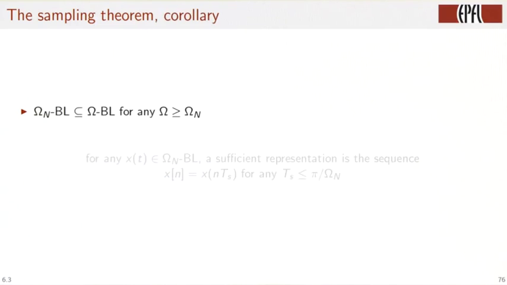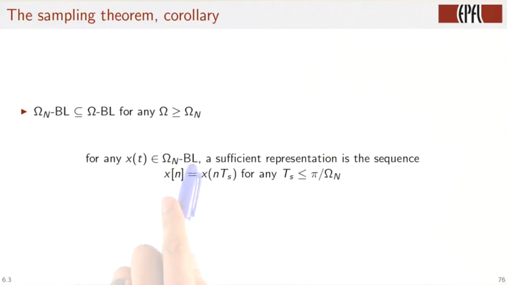A band-limited space is always a subspace of another band-limited space that has a wider bandwidth. This also means that if we have x(t) that belongs to Omega_N band-limited, a sufficient representation is the sequence taken at multiples of Ts for any Ts that is smaller or equal to pi over capital Omega_N. So when we take more samples than necessary, this is called oversampling, which we are going to see again when we talk about practical analog to digital conversion and sampling.